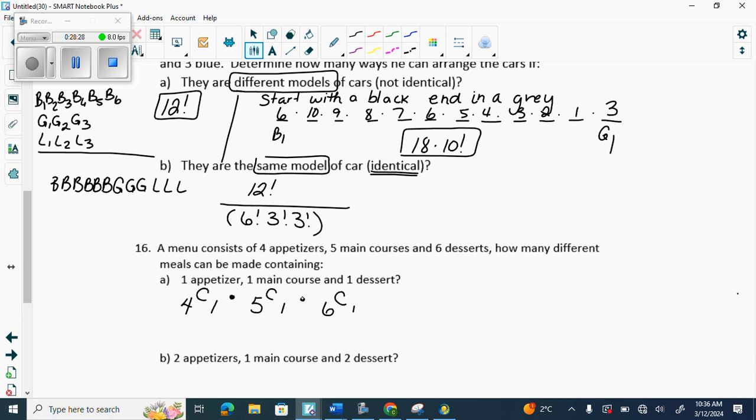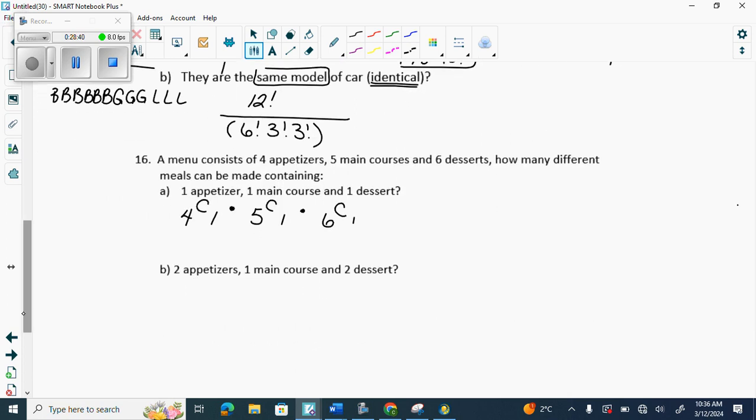So we multiply because it's and, add don't go together. Multiply because I need this and this and this. It's a C because I'm going appetizers from appetizers, main course from main course, dessert from dessert. We agree? All right, what about this one? 2 appetizers, 1 main course, 2 desserts. 4C2 times 5C1 times 6C2.